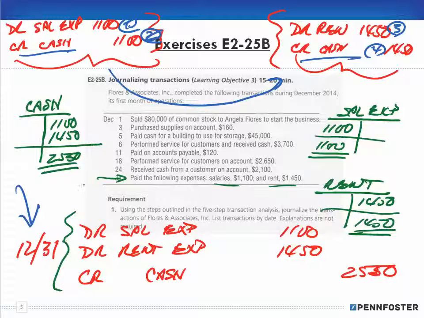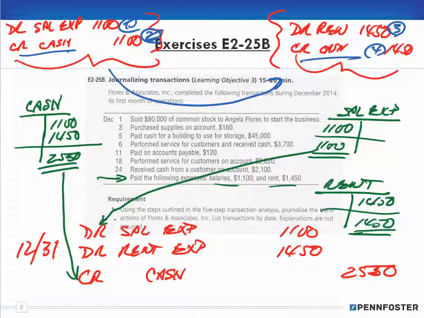So now I can make my 3-line entry here. Let me erase these lines so it's not so convoluted. I can credit my cash for the $2,550. I can debit my salaries expense for the $1,100, and I can debit my rent expense for the $1,450 and make my 3-line entry. So what I've basically done here, in the last 3 minutes, is show you 3 different ways on how to do this.